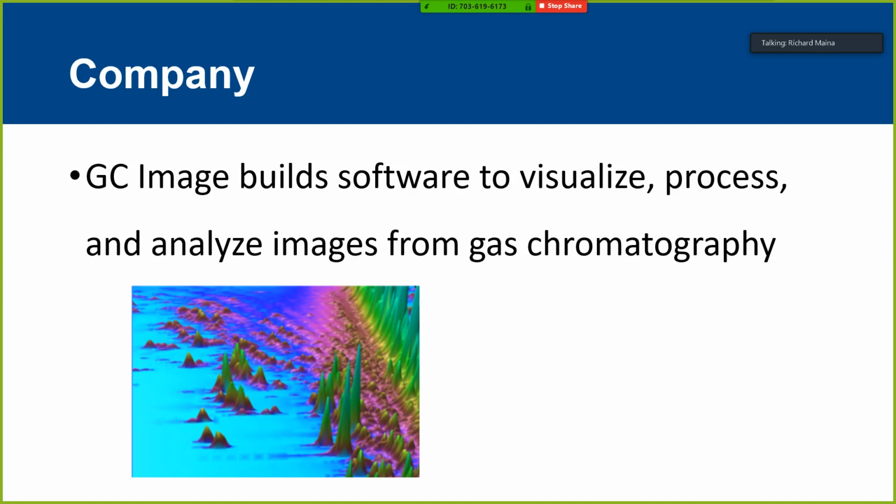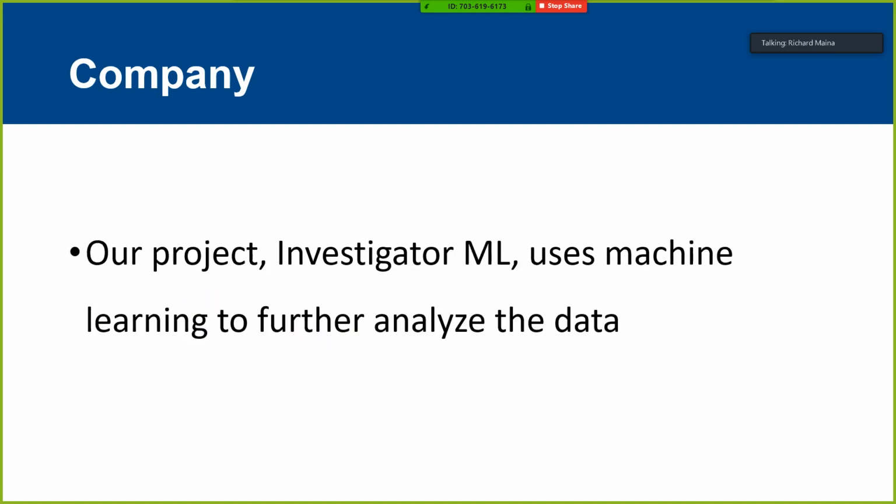Gas chromatography is a method of chromatography used in analytical chemistry for analyzing substances to determine what compounds are present in them. Our project, Investigator ML, uses machine learning to further analyze this data.